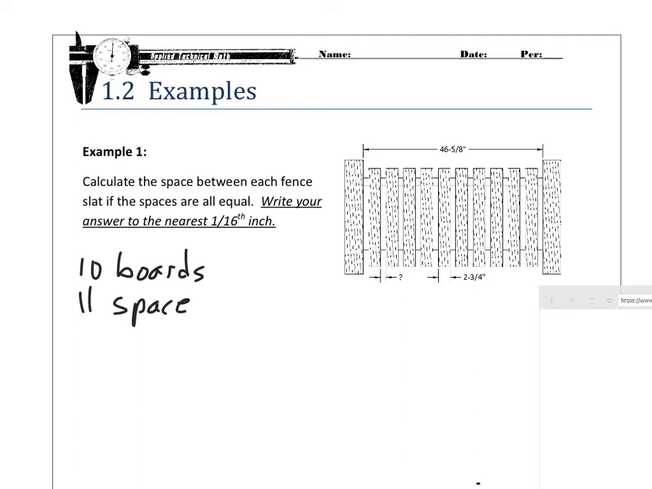All right, so what we need to do here is we want to even these out. We want all the spaces to be equal, but we want to answer as a fraction. Okay, but it's going to turn out, because we have to divide by 11 in the end, that we're not going to get a nice fraction. So what we want to do is we want to start by converting these all to decimals.